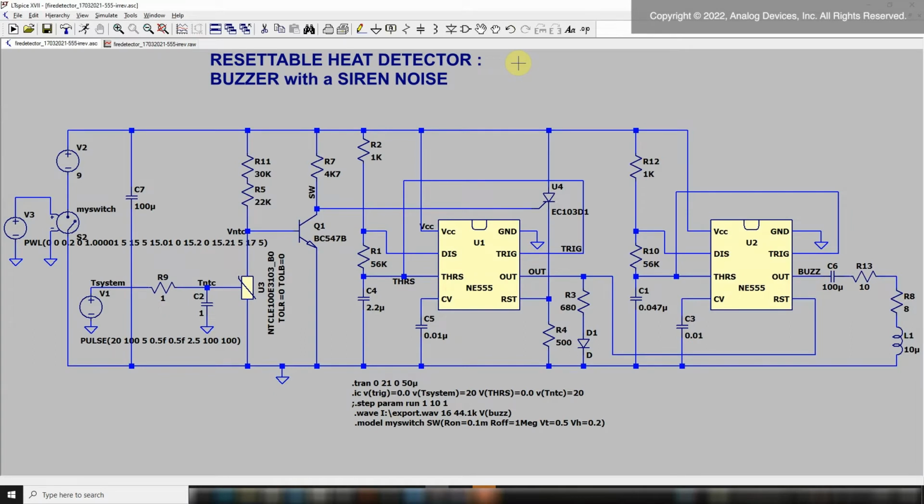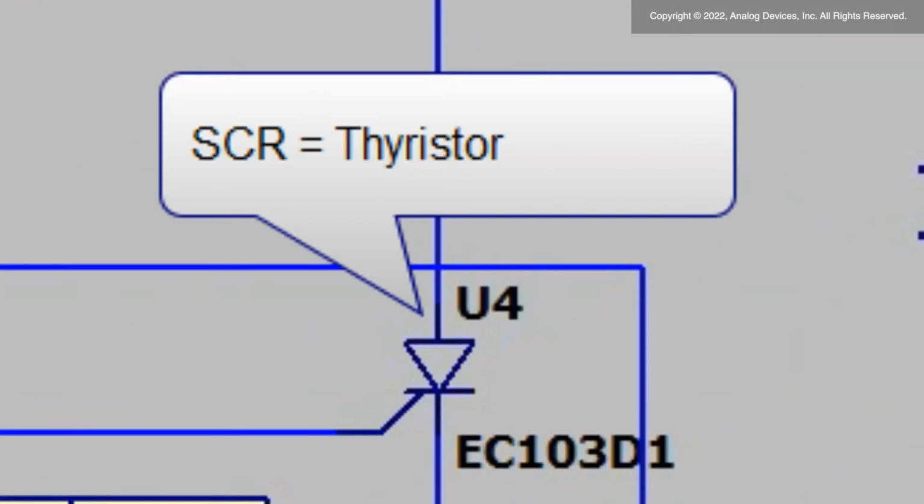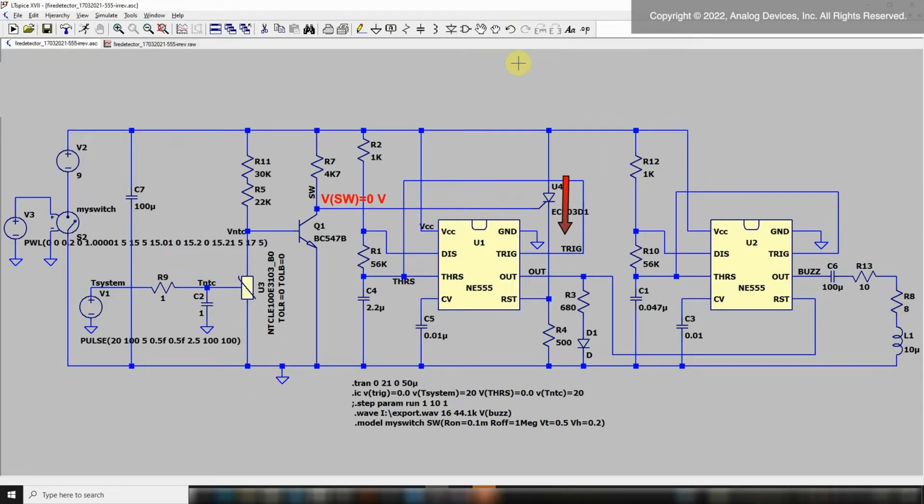If we want the noise of the fire detector to stop only when the power supply is switched off, we can add this SCR to the circuit. So in this case, even if the thermistor goes back to normal temperature, the siren noise will go on until we switch off the power supply. So let's go for a second noisy experience.